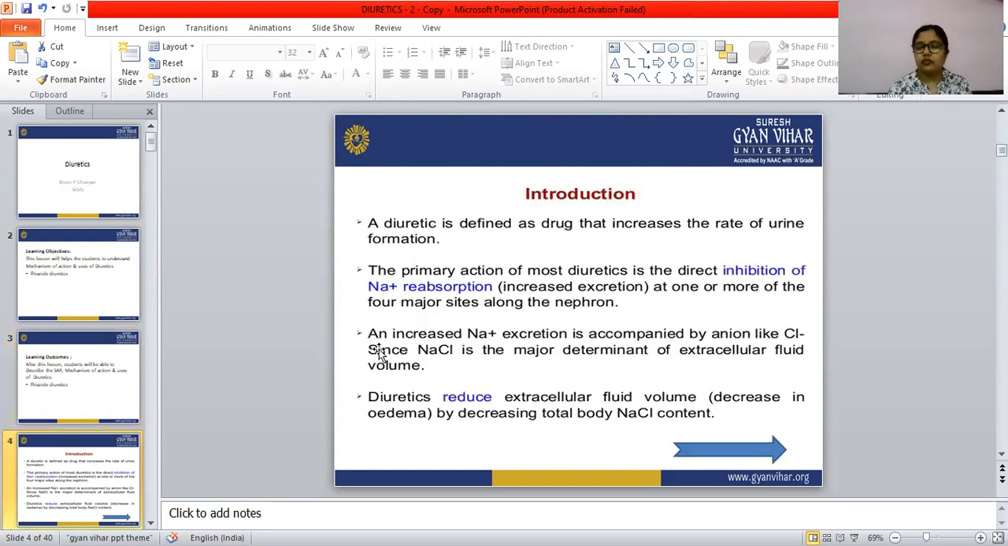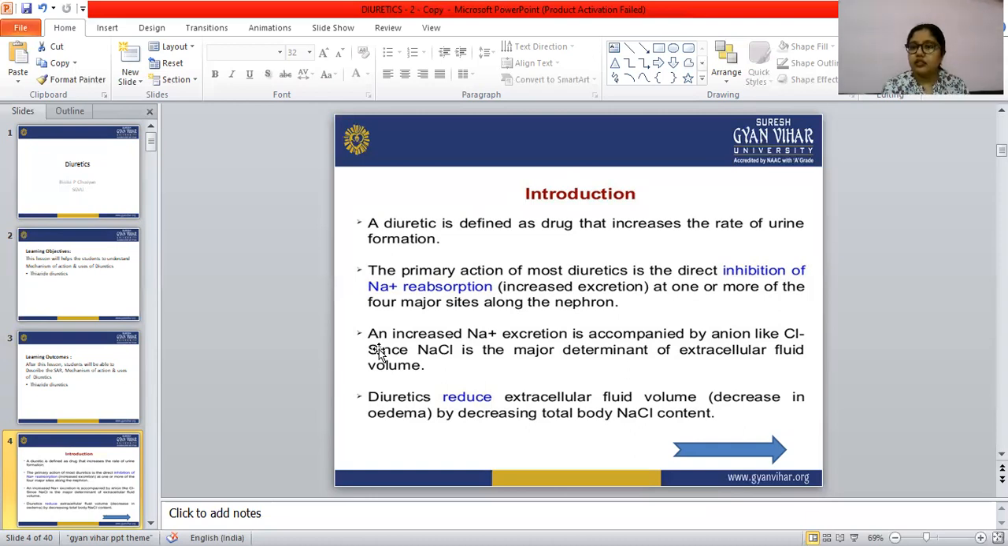We have already seen what diuretic drugs are. Diuretic drugs increase the rate of urine formation, and their primary action is to inhibit sodium reabsorption and increase the excretion of sodium, accompanied by chloride ions, in the urine. So it increases urine formation, and in that urine the sodium and chloride ions are excreted.